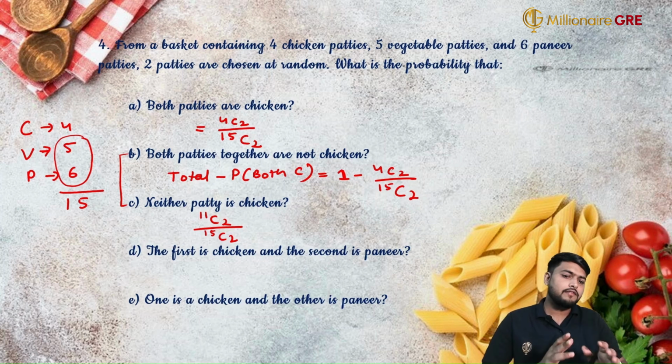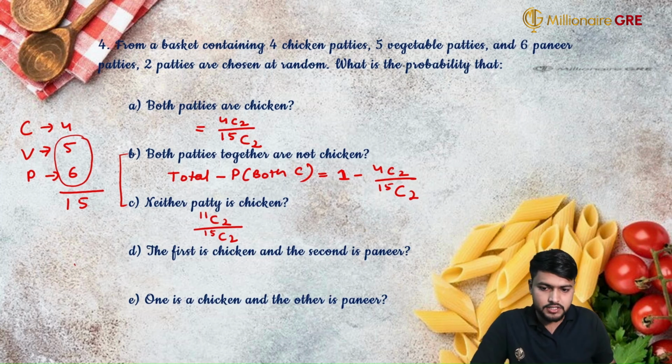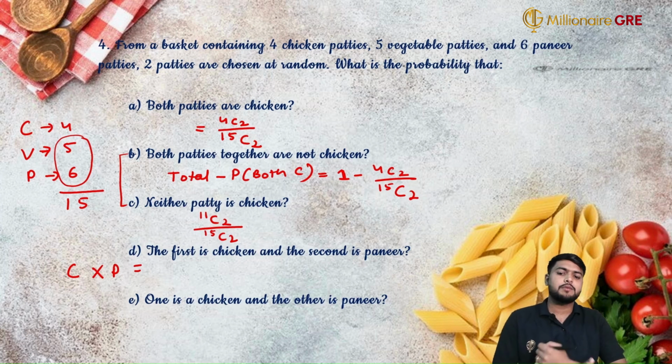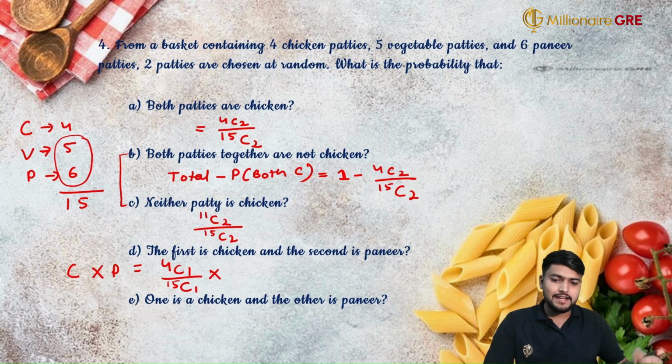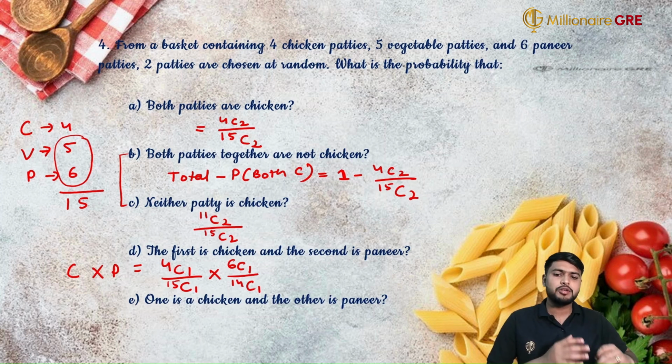D part, first is chicken and second is paneer. First is chicken and means multiplication, second is paneer. What is the probability that the first patty is chicken? There are 4 chicken patties, 4C1 upon 15C1. And means multiplication. Second is paneer. There are 6 paneer patties, 6C1 upon 14C1. Why 14? Because second would be chosen out of 14 remaining patties.